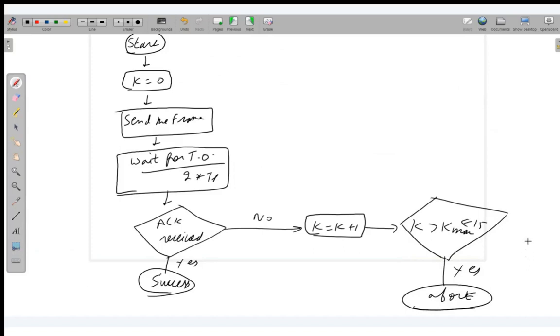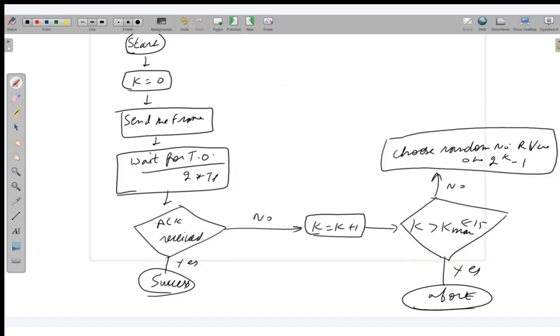Otherwise, if it is no, then you will take a random number. Choose a random number R between 0 to 2 power K minus 1. For example, initially K was 0, then K is equal to 1, then 0 to 2 power 1 minus 1, that is 0 to 1, 0 or 1. When K is 2, then 0 to 2 power 2 minus 1, 0, 1, 2, 3, and so on. We have done this just now. So choose a random number R between 0 to 2 power K minus 1.